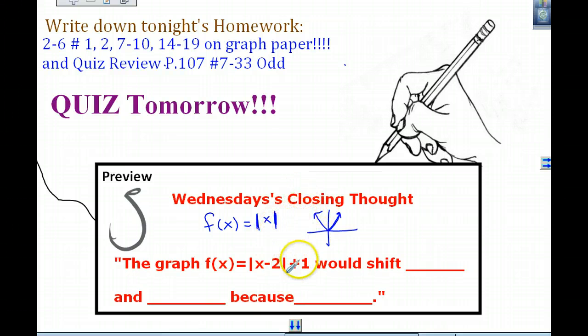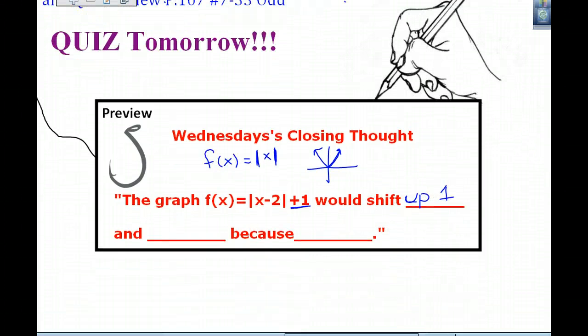So what would this, plus 1, what does that do to the graph? It would shift it where, what direction? On the outside, it'll shift it up. So when it's on the outside, it shifts up and down. So if it's like a -1, it would shift down. When it's on the outside of the absolute value.